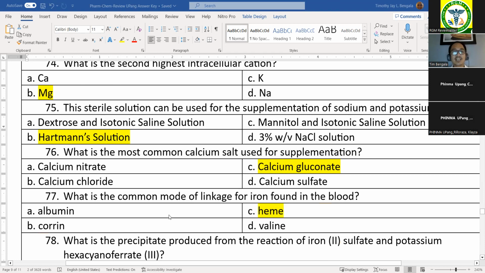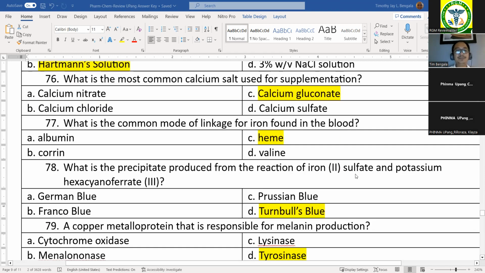Number 76, what is the common salt? Calcium gluconate. We identified it as the common salt for supplementation. What is the most common linkage for iron found in the blood? Heme, right? It is complexed with heme. The chlorine one is for cobalt. This other one is also for cobalt.